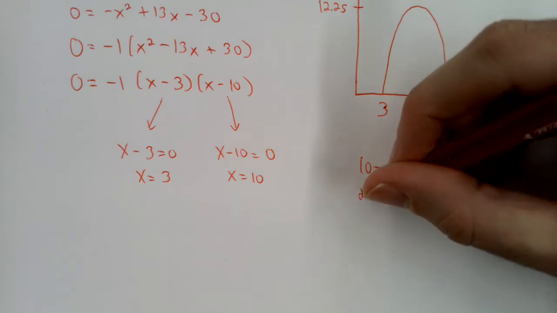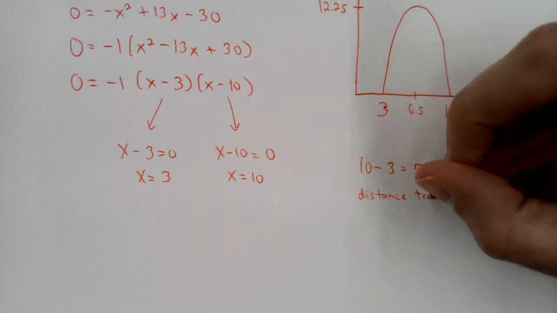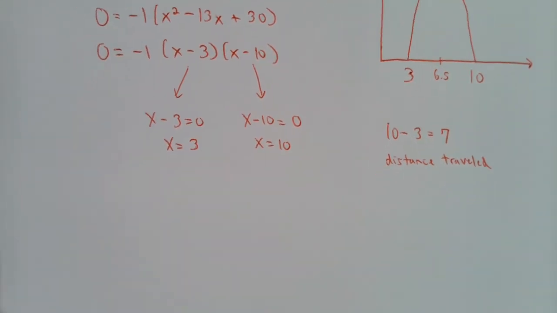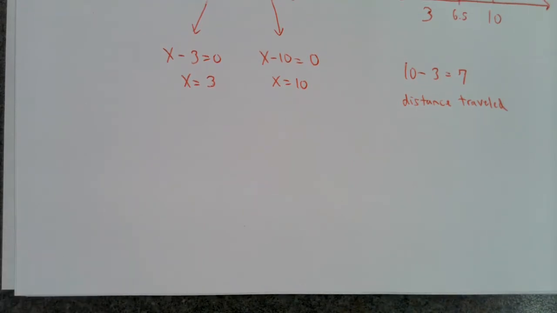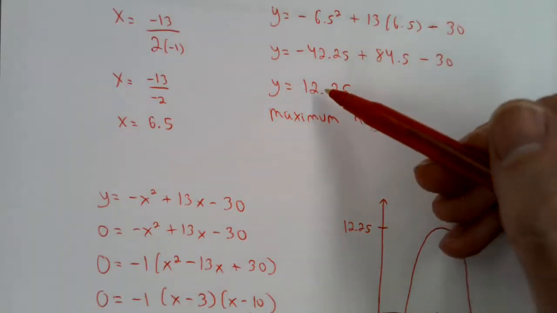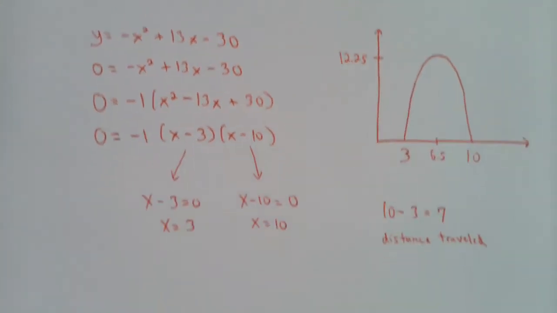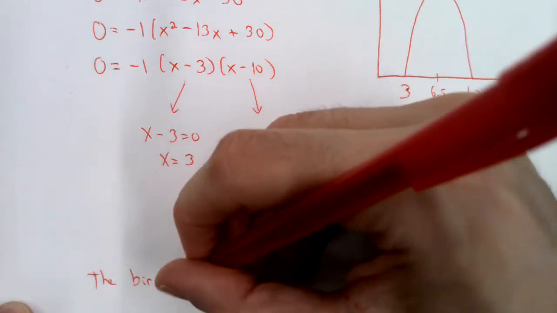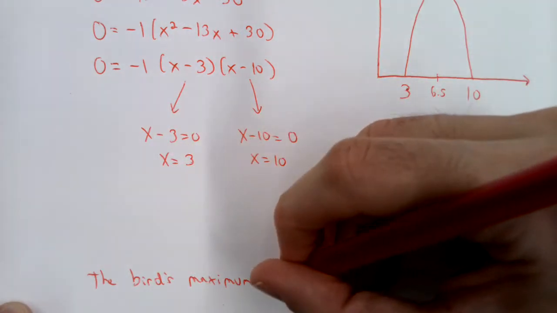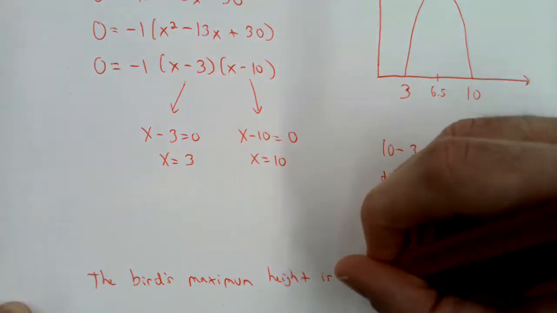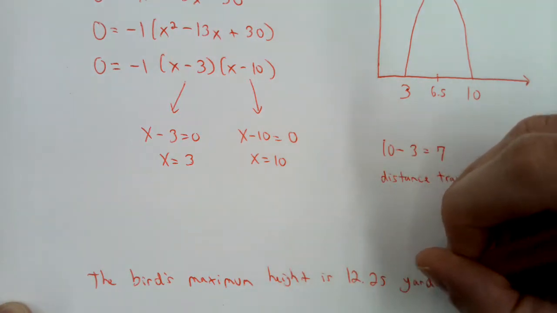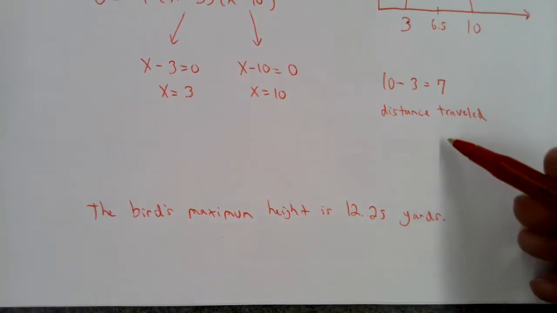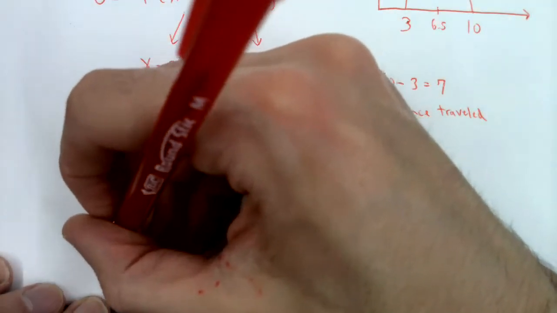I'll say this is the distance traveled. So let's put our final 2 answers in sentences. You always want to write your final answer in sentences for word problems. The bird's maximum height is 12.25 yards, and the total distance traveled is 7 yards. Those are the 2 questions.